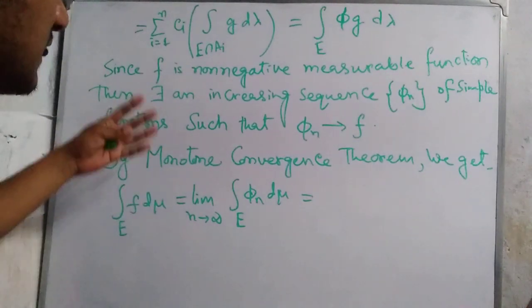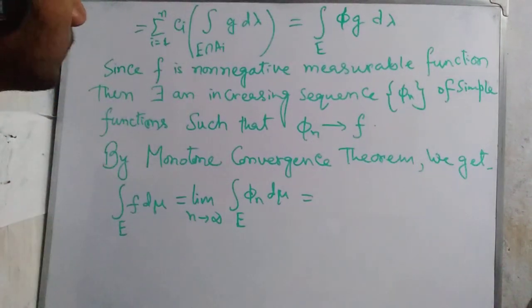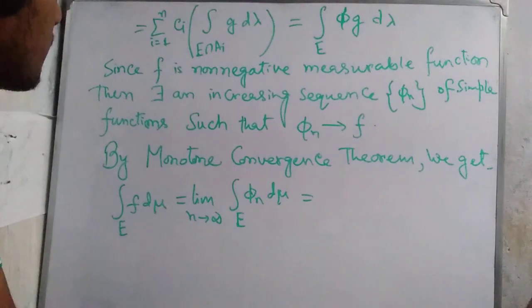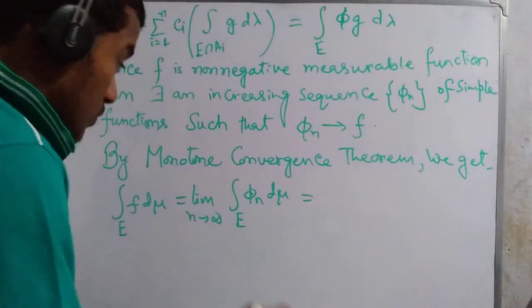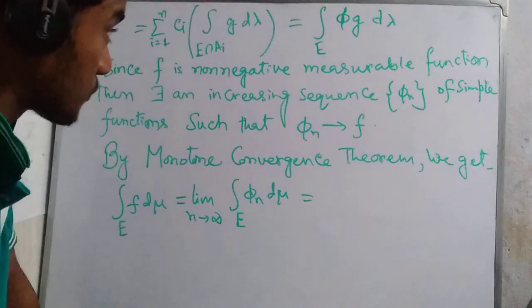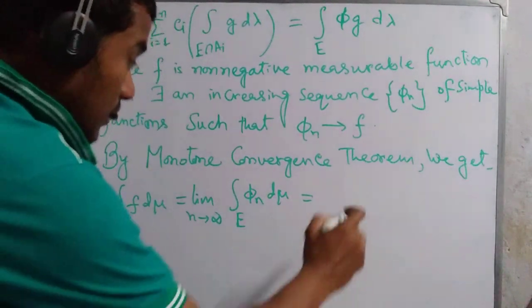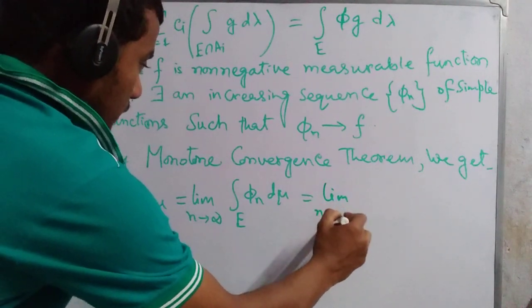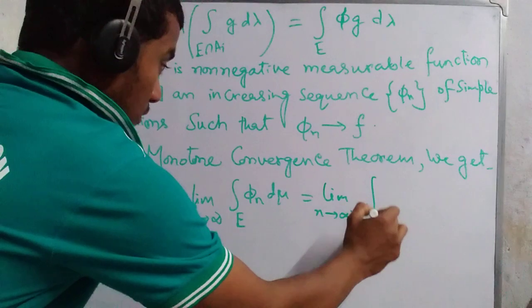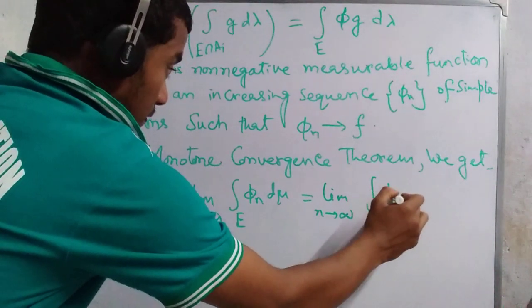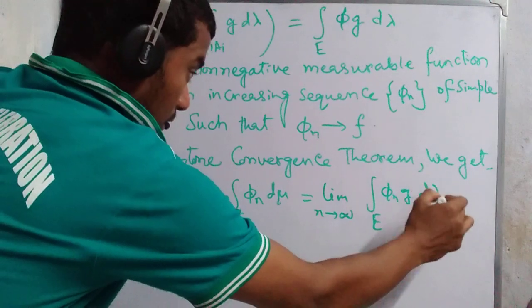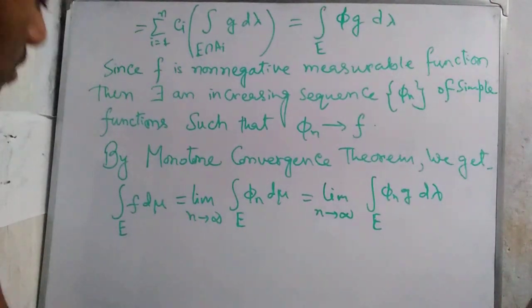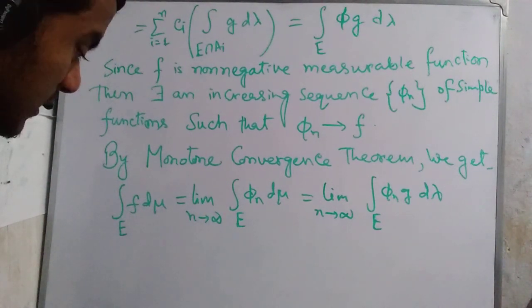But this one is too easy, I think. That means for some f non-negative measurable function, there exists an increasing sequence phi n, and phi n obviously converges to f. Then by the monotone convergence theorem, this happens. So this one equals the limit as n tends to infinity of the integration over E of phi n g d lambda. That means phi n d mu equals phi n g d lambda.